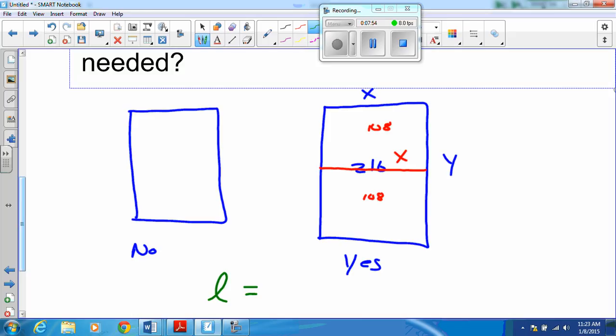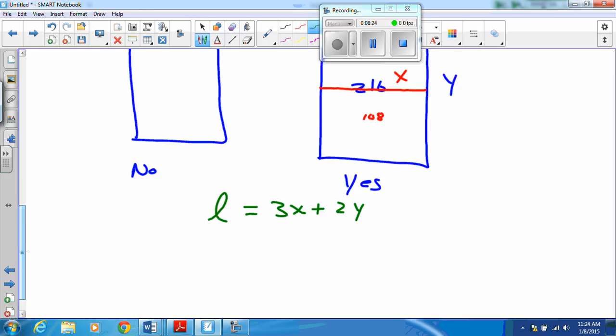I need x. Another x would be 2x, 3x, plus 2y. That's exactly right. If you have a vertical line, then your length is going to be 2x plus 3y, right? And that's okay as well. We're just going to get opposite labels for our final values.